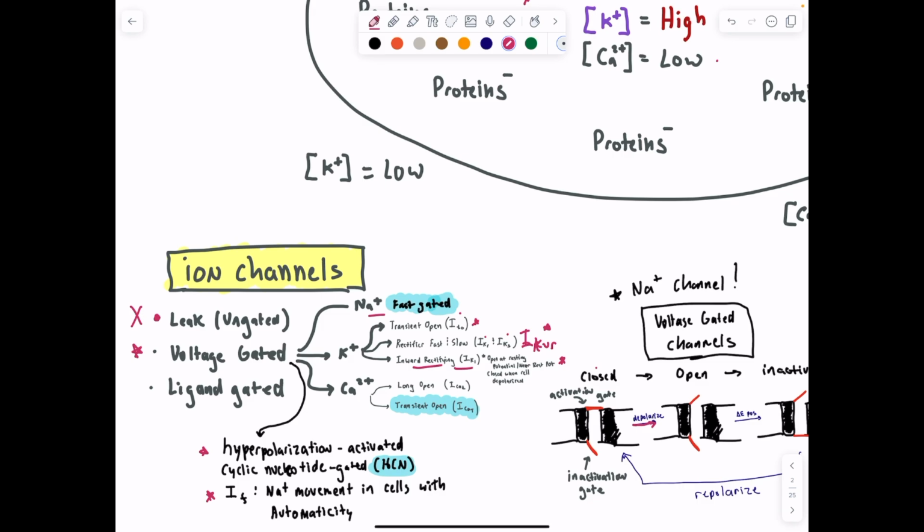For calcium, we have the long open channel, which is I_CaL for long, and then you have transient open, which is going to be on pacemaker cells, also called the nodal cells. The transient open is I_CaT.